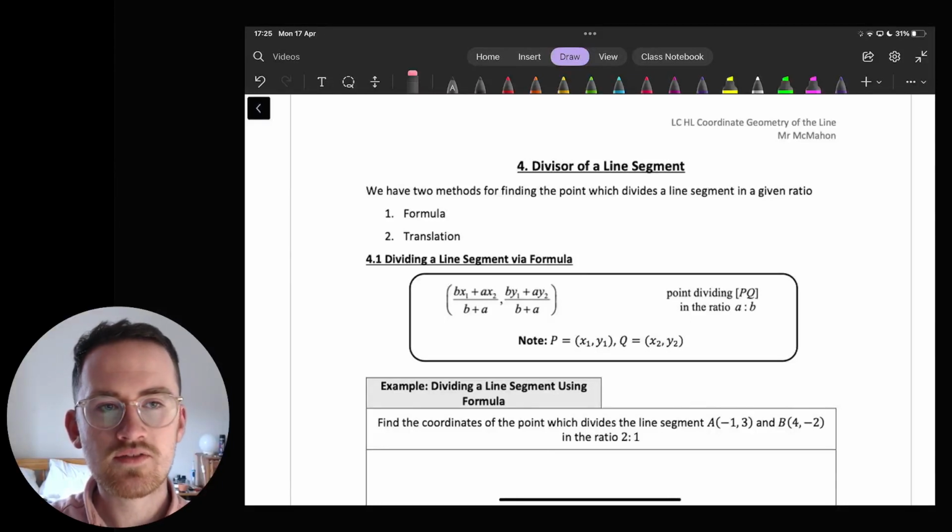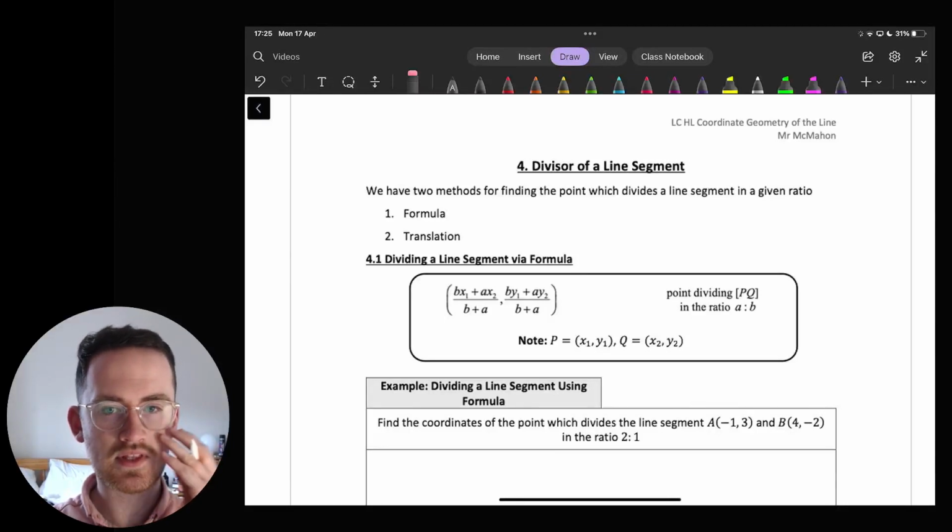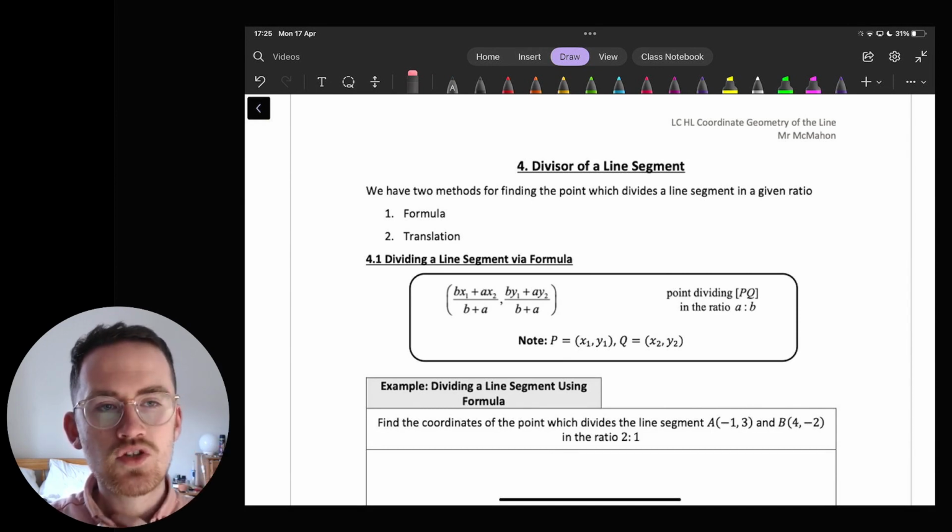Right, so we're going to look at the divisor of a line segment. This obviously is something that's new in terms of Leaving Cert content. When we're dividing a line segment, we have two ways of doing it. The first way is using a formula that I'm going to show you, and the second way is what we call a translation. Translation is to do with moving points from one place to another by a certain amount. And in terms of what we're looking at, it's going to be a particular ratio.